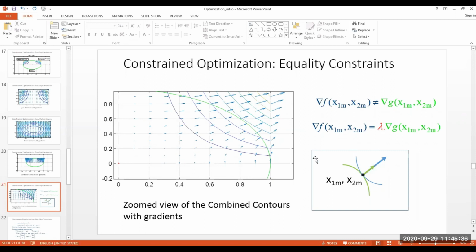This is just a general representation showing a positive relation between the gradient of f and the gradient of g. This is how the scalar lambda comes. So why do they have to be aligned? Because you are taking the zero gradient for each of them simultaneously.